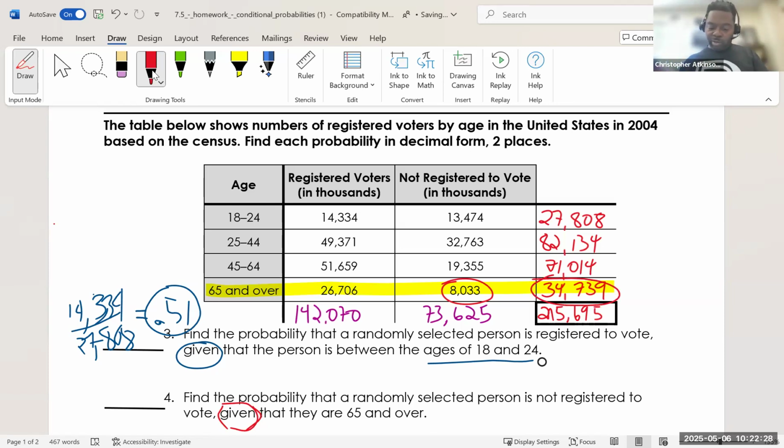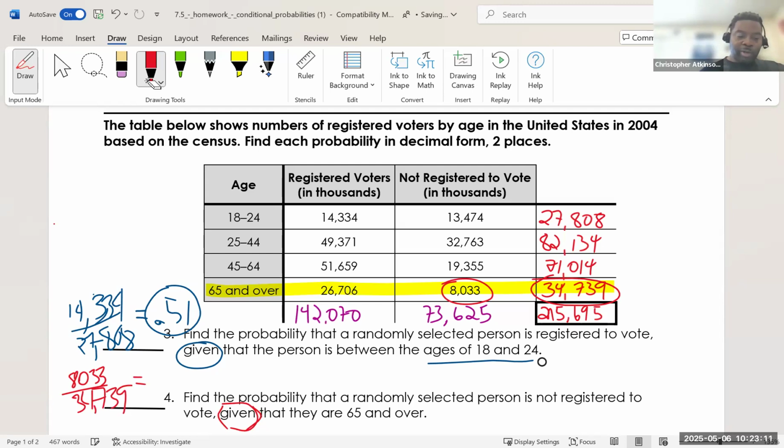And let me get one. Give me one moment. This would now become 8,033 divided by 34,000. Second pen is acting up. So that'll be 34,739.